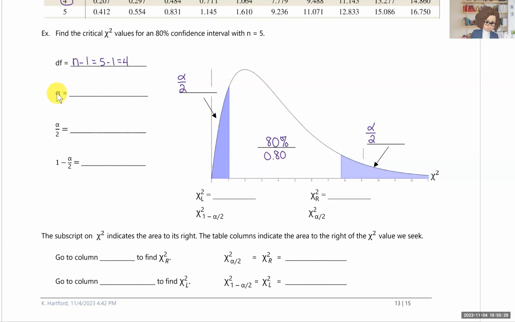So let's step through alpha. So alpha, remember, was 1 minus our confidence level. So it was the complement of our confidence. And that would be 0.20. So if 80% is unshaded, 20% is the shaded. So those are complements. And then we wanted to know how much was on each side separately. So we took our alpha and divided that by 2. That would be 0.10. And that told me that that shaded area is 0.10, and that shaded area is also 0.10.